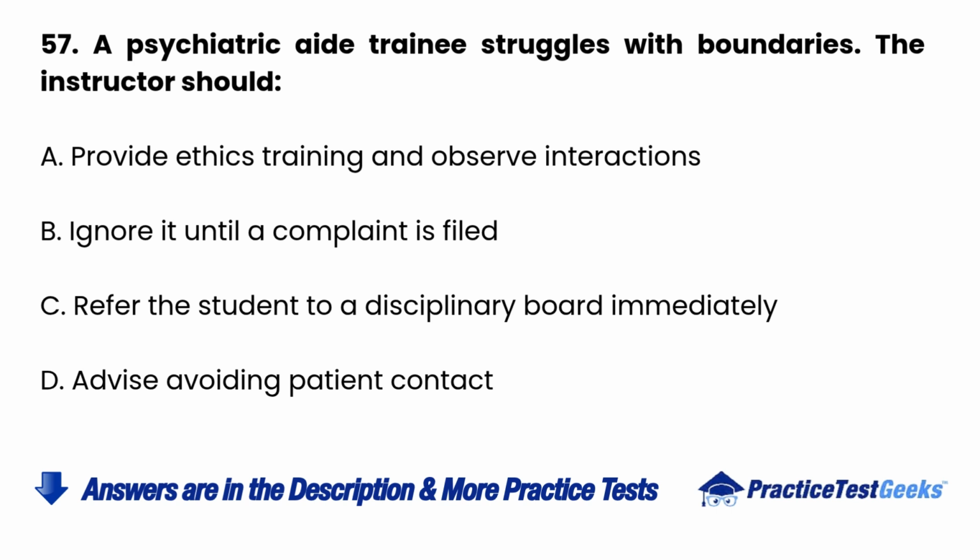57. A psychiatric aide trainee struggles with boundaries. The instructor should A. Provide ethics training and observe interactions. B. Ignore it until a complaint is filed. C. Refer the student to a disciplinary board immediately. D. Advise avoiding patient contact.